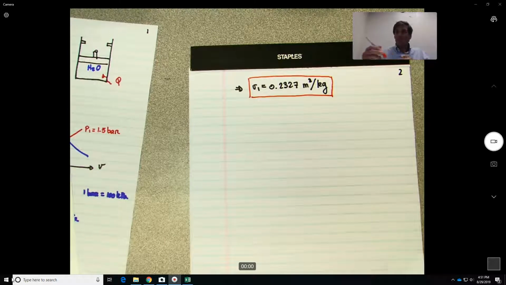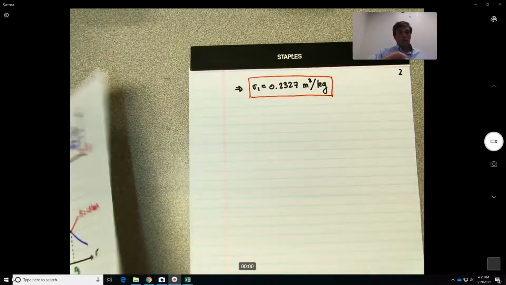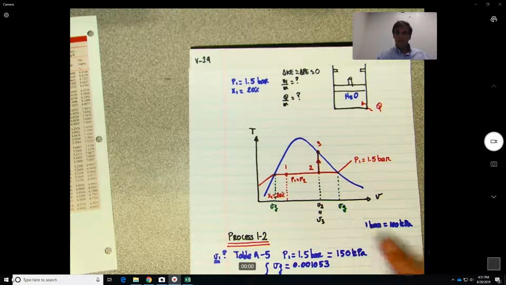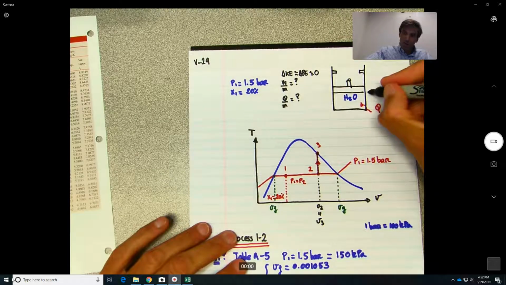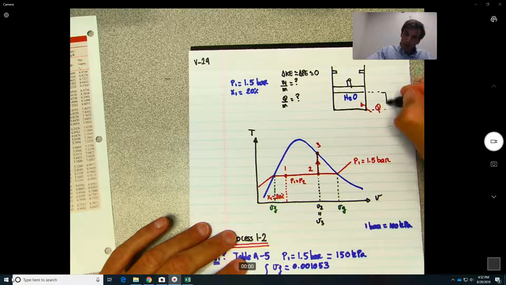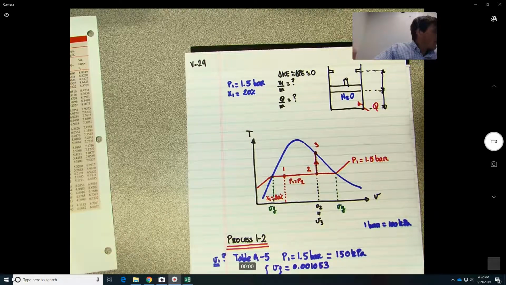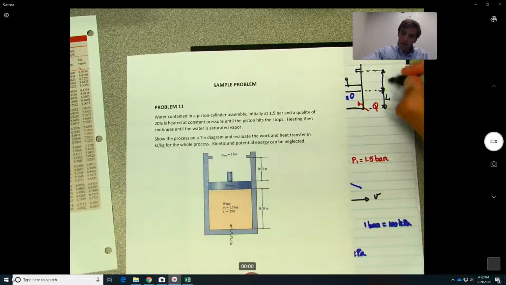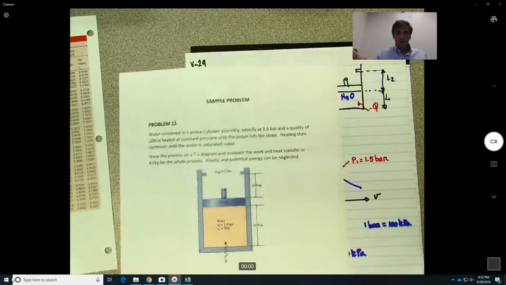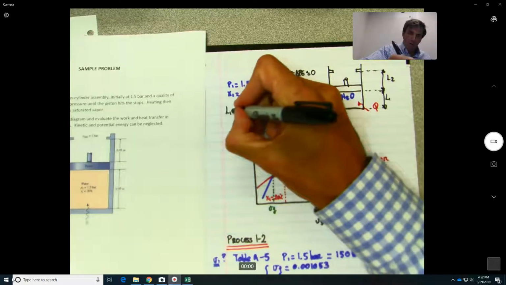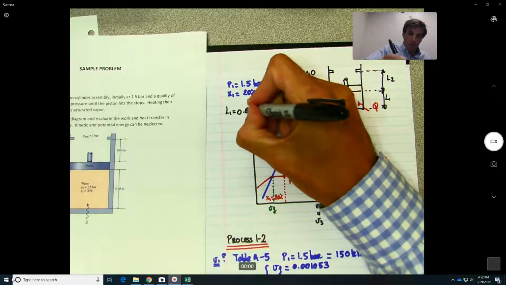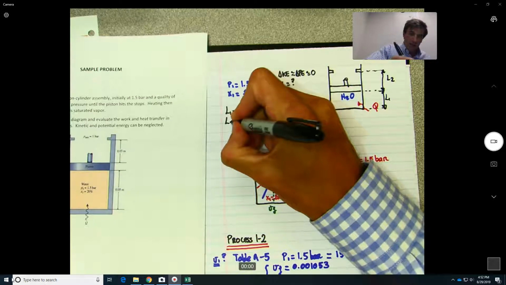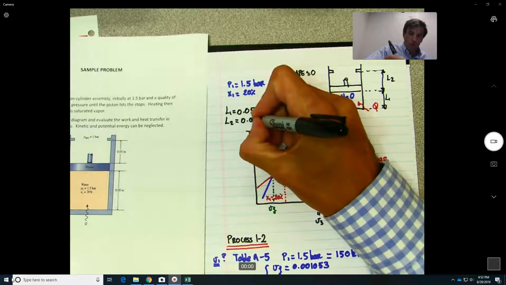Okay, so now what we need to do is to try to find V2. In order to do that, we shouldn't forget some information that was given on the figure: those two distances over here. Let's call this one L1 and this one L2, and we know that L1 is equal to 0.05 meters and L2 will be equal to 0.03 meters.